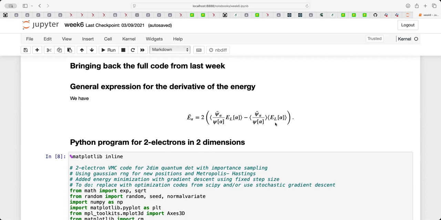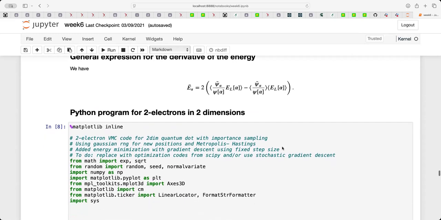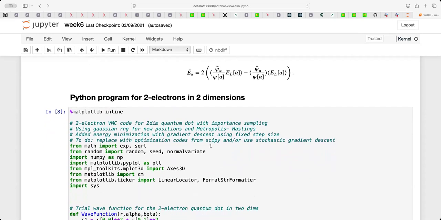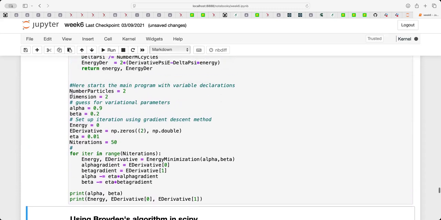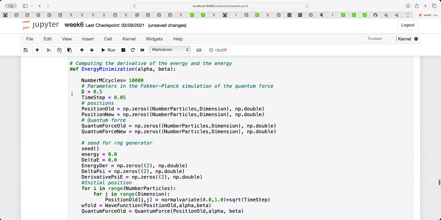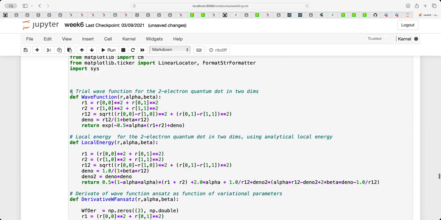So in order to calculate the gradient, which is written in this compact form here, we need to evaluate these integrals. If you look at the program here, this is something which I've seen before. This is 2 electrons in 2 dimensions, and there is a Coulomb interaction which acts on the system. So what I did now was to set up the problem here as we did before.